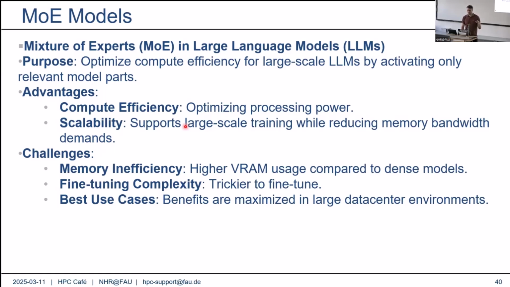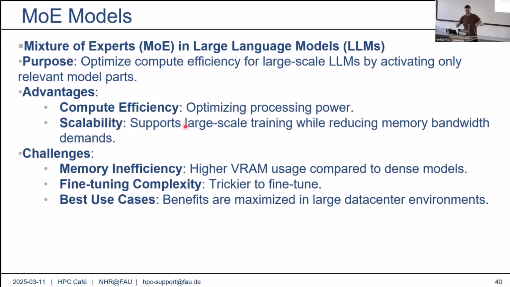But there are also some cons, and that is it's tougher to fine-tune an MoE model. It's a little bit more hard. And you need higher VRAM usage compared to dense models. What does it mean, activating only relevant model parts? They say this. So at inference, it uses only a part of all parameters. So the token prediction is faster, but you still need the whole VRAM to load the model.